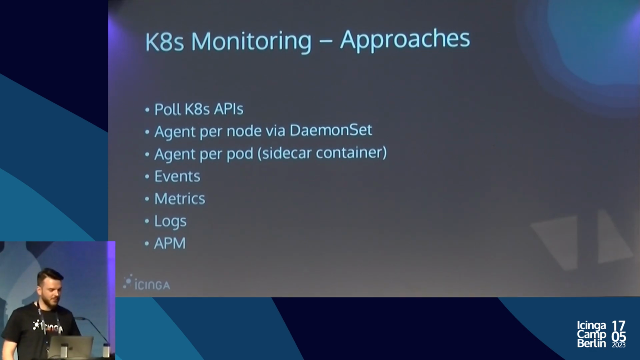So, okay, now we have all this stuff. Maybe we know what to monitor, it's a lot, right? So how could we get all that information? One possibility would be to poll the various Kubernetes APIs to get all that stuff. We could install an agent automatically on every node via daemon sets, and that agent would have the logic to gather events, logs, metrics, whatever. We could have an agent per pod via a sidecar container, also for collecting stuff.